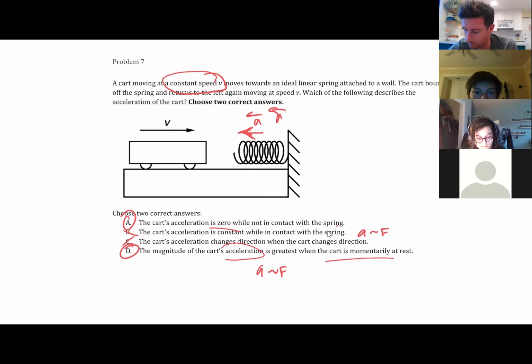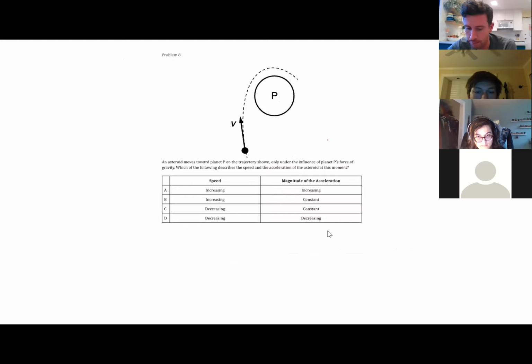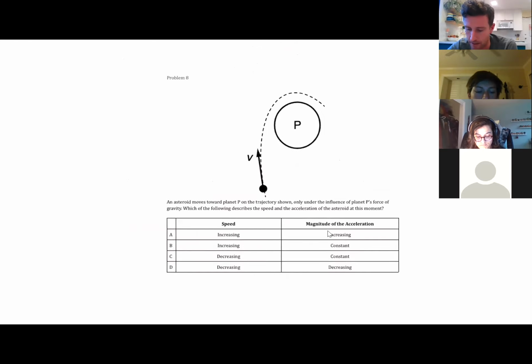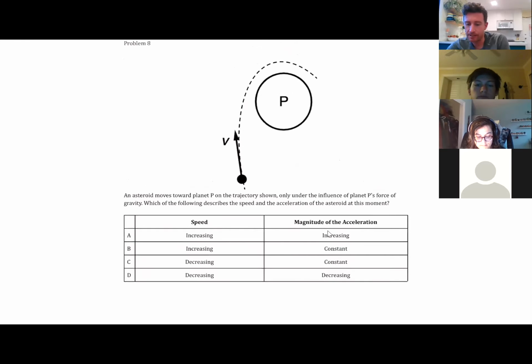Cool. All right, number 8. An asteroid moves toward planet P on the trajectory shown, only under the influence of planet P's force of gravity. Which of the following describes the speed and the acceleration of the asteroid at this moment?